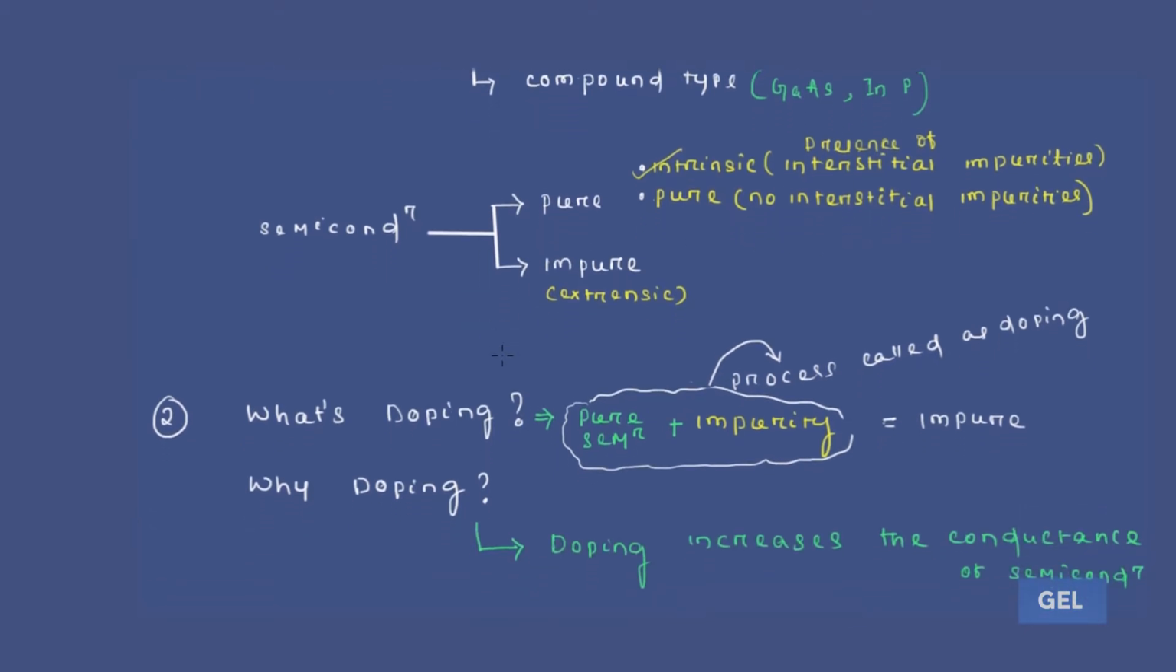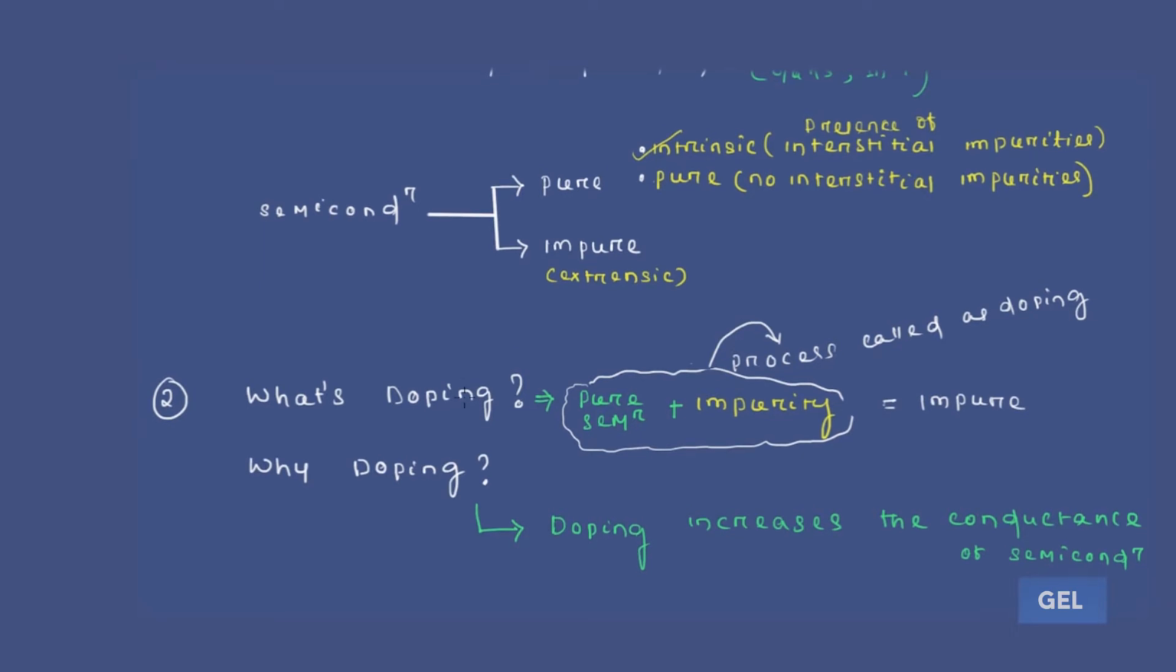Now let's get into the doping chapter. What is doping? Let's understand this. Why do we do doping? What is the actual necessity of doping? What does doping mean? So let's first understand what is doping. It's a very simple thing.